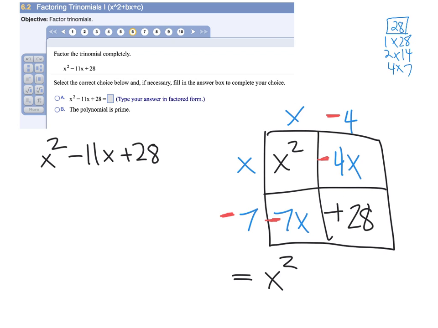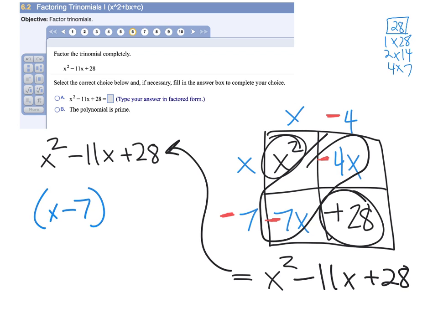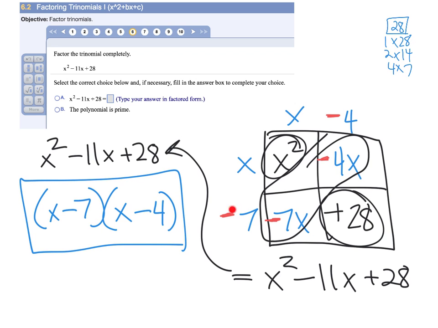All right? And so I can combine my like terms to make sure we're right. So x squared is x squared. That's right here. Negative 4x plus negative 7x gives me negative 11x. And then we have plus 28. And so there's our like terms. Okay, and so we are done. We got exactly what we wanted. So what is our factored form? Well, it becomes x minus 7 times x minus 4. Because we needed this to be a negative 7. And we needed this to be a negative 4, so it's minus 4.